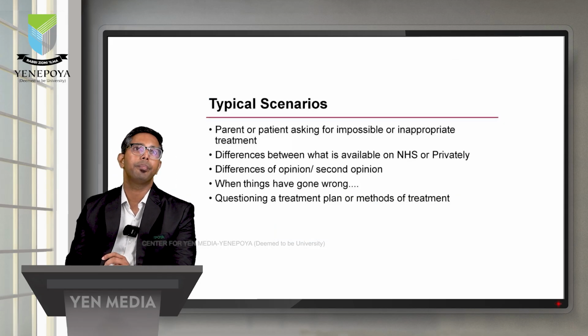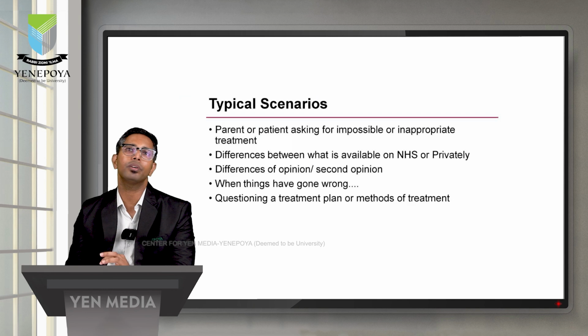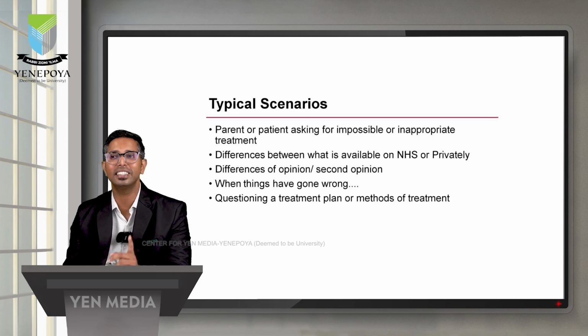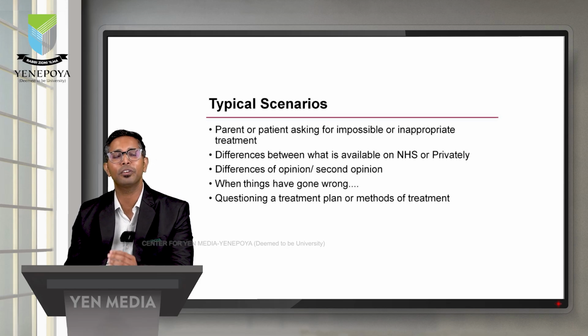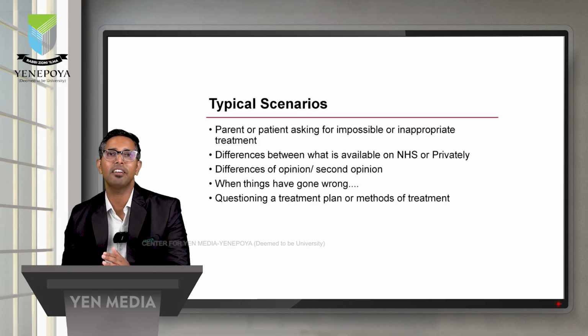Typical scenario: parent or a patient asking for impossible or inappropriate treatment. So ideally you are not supposed to accept that. You should always tell them that what they are thinking is wrong, and you will have to tell the patient what the correct thing is. Difference between what is available on NHS or privately, this is exactly why I was telling you that IOTN is very much required. Difference of opinion or having a second opinion.